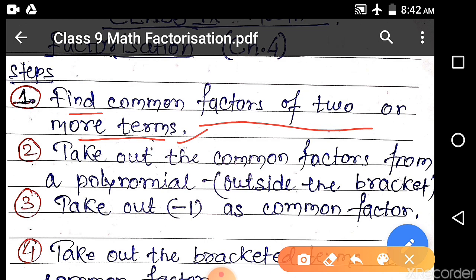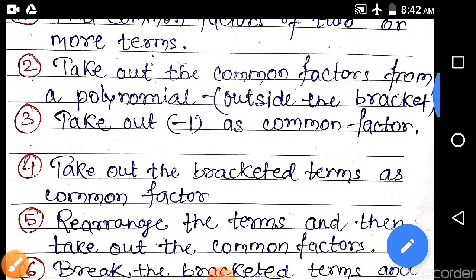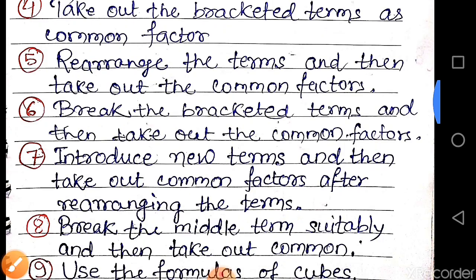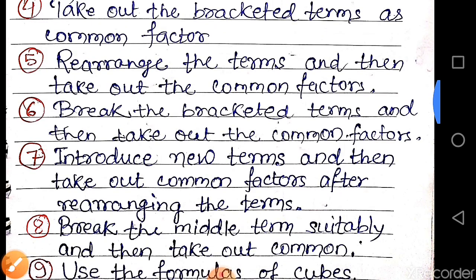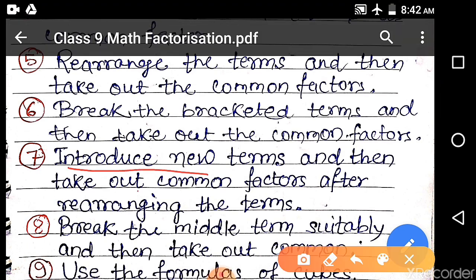Now the second step is to take out the common factors from a polynomial outside the bracket. In this way there are several steps, total 9 number of steps, and in this class we will complete up to 7 steps. So it is better that you write all the steps, because later I will mention those steps as the 9 levels to solve the factorization.